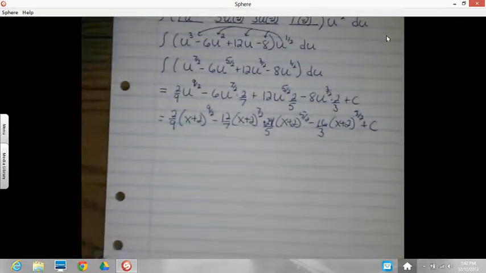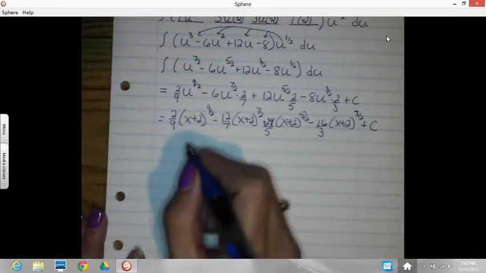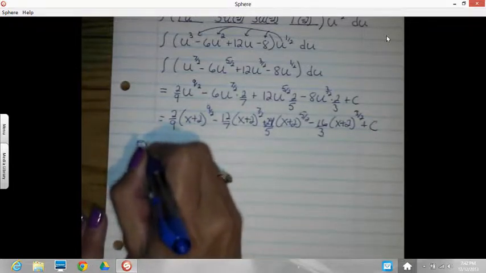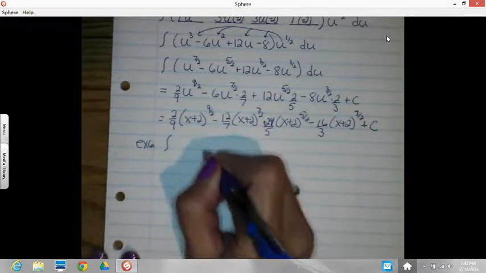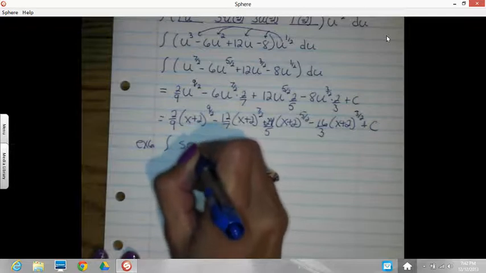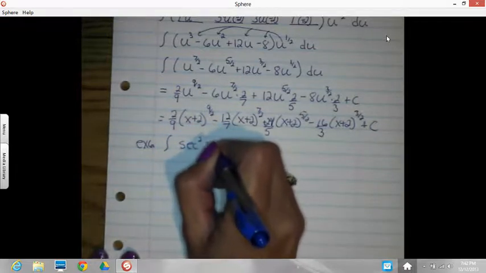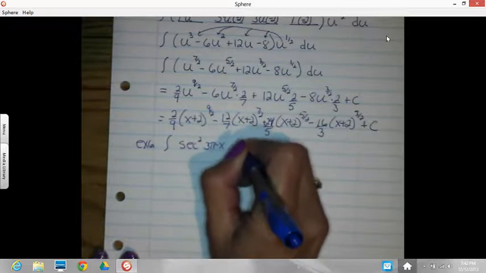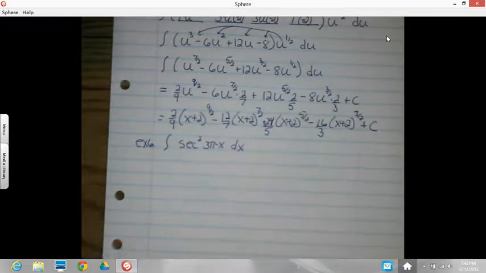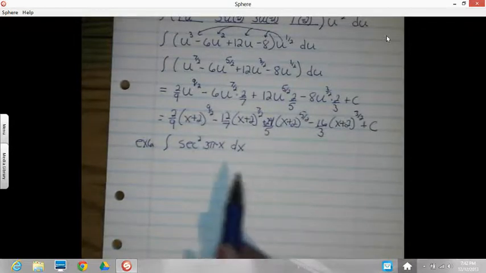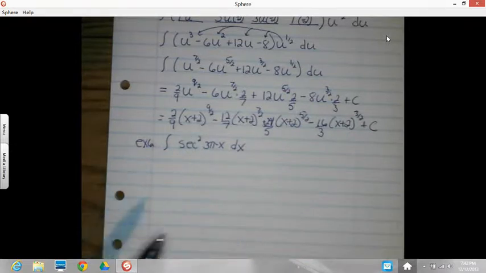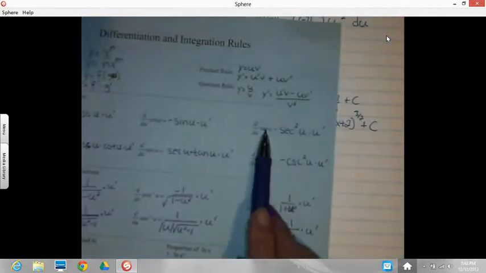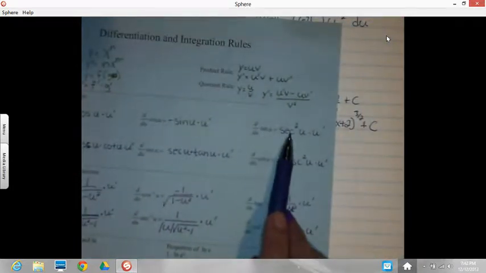Let's see, example 6. Let's see if we have the integral of secant squared 3 pi x dx. Okay, before you start thinking there's an inside here, you always should first ask yourself, is there a trig function that has this as its derivative? Well, if you look, tangent's derivative is secant squared, so this is not a let u equal the inside here. This is a direct, tangent's derivative goes right to secant squared.